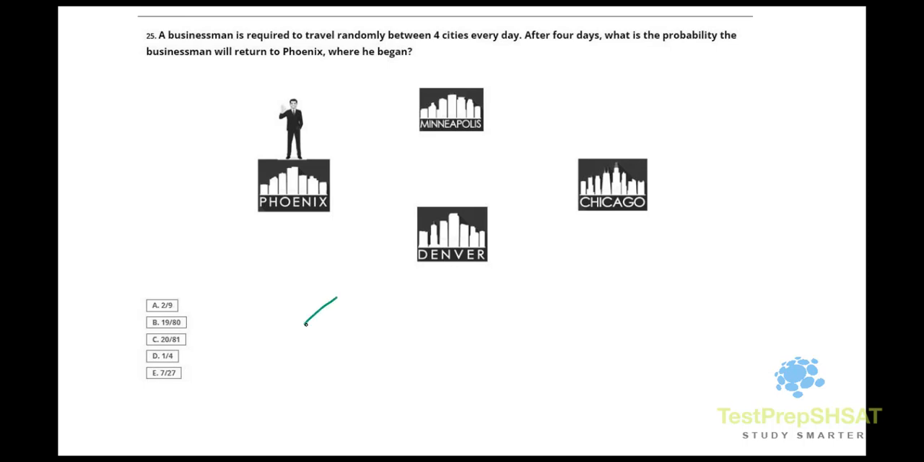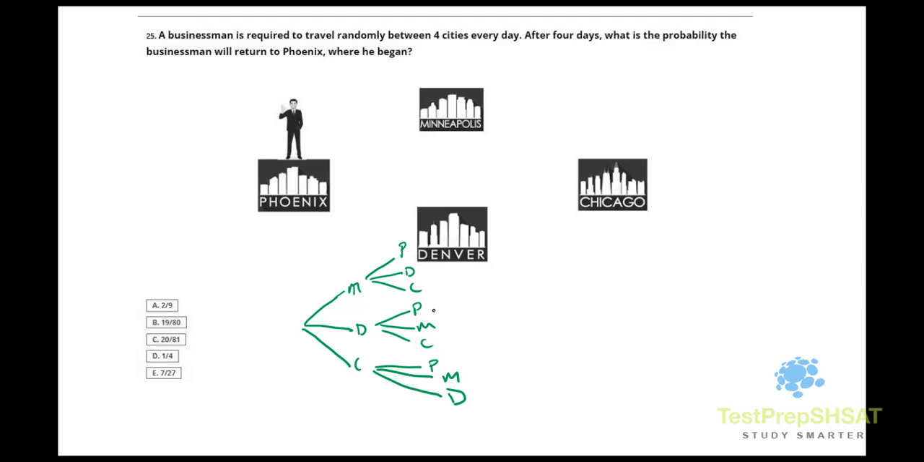So from Phoenix, he can go to any of the 3 other cities. Let's just call those Minneapolis, Denver, and Chicago. From Minneapolis, he could go to Phoenix, Denver, or Chicago. From Denver, he could go to Phoenix, Minneapolis, or Chicago. And from Chicago, he could go to Phoenix, Minneapolis, or Denver. Let's focus on the middle branches.